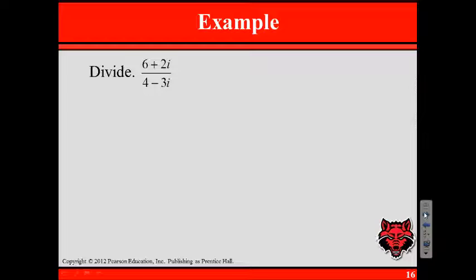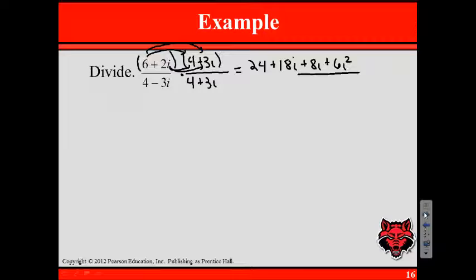Here we have 6 plus 2i, all divided by 4 minus 3i. So we multiply top and bottom by the complex conjugate of the denominator, which is 4 plus 3i. In the numerator, we will need to FOIL: first, outer, inner, and last. Doing so gives us 6 times 4 is 24, 6 times 3i is 18i, 2i times 4 is 8i, and 2i times 3i is 6i squared.